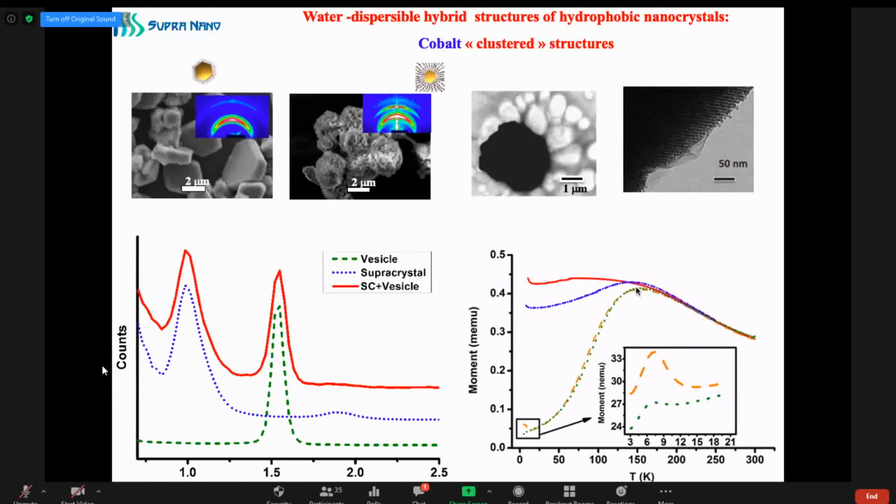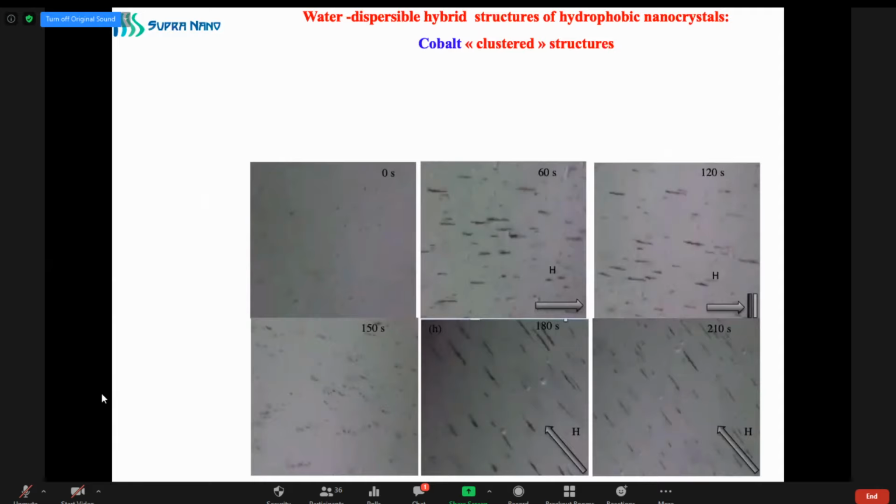This particle, of this cluster, remains the same. That means that we keep the magnetization of the assembly even after treatment when they are in water. And so if you disperse the particles in water and you apply a magnetic field, you can see that the particles self-assemble.